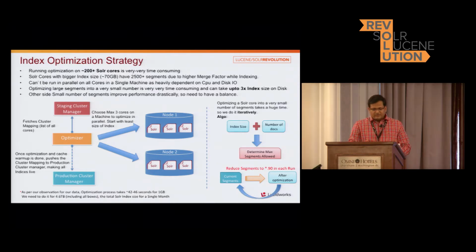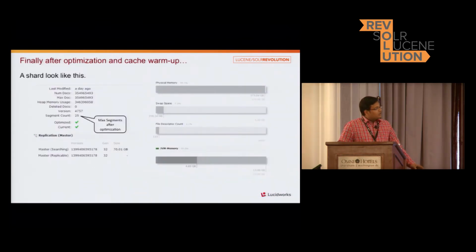Whenever you are doing optimization, it's mainly bound to your disk I/O and CPU consumption. Roughly in our data, for a month, we have around 4.6 terabytes, and we need to do the optimization for that. We have observed that for roughly 1 GB of data, it takes around 44 to 46 seconds to do the optimization. That's the reason we thought we'll do it in parallel on more machines, so it will be done quickly. Once the optimization is done, we do the cache warm up after that.